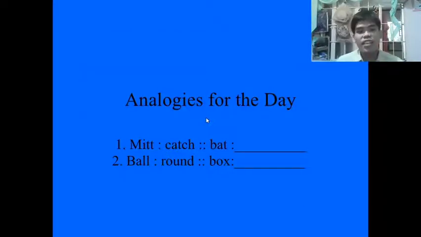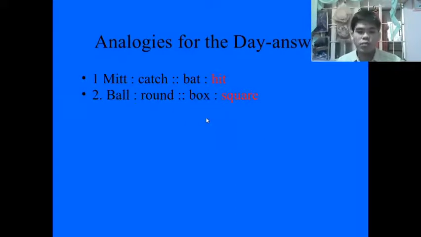Next, mitt, catch. If you're asking what a mitt is, it's like in baseball what the catchers wear, so they're called mitts. And bat is to what? Ball, round. How about box? What should we connect it with? So ball, of course. Bat, we use the bat to hit something. And box, it is a square.